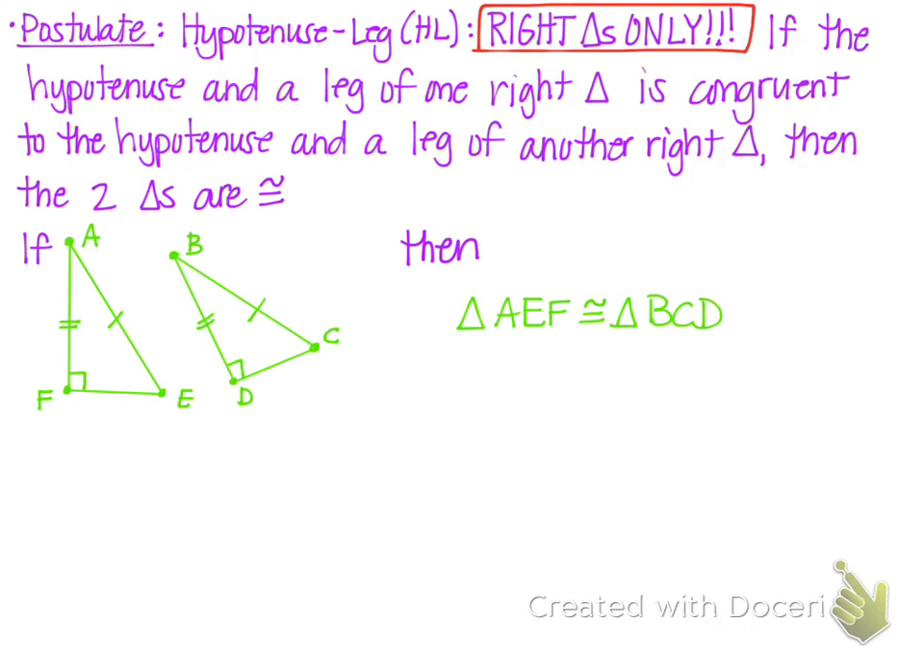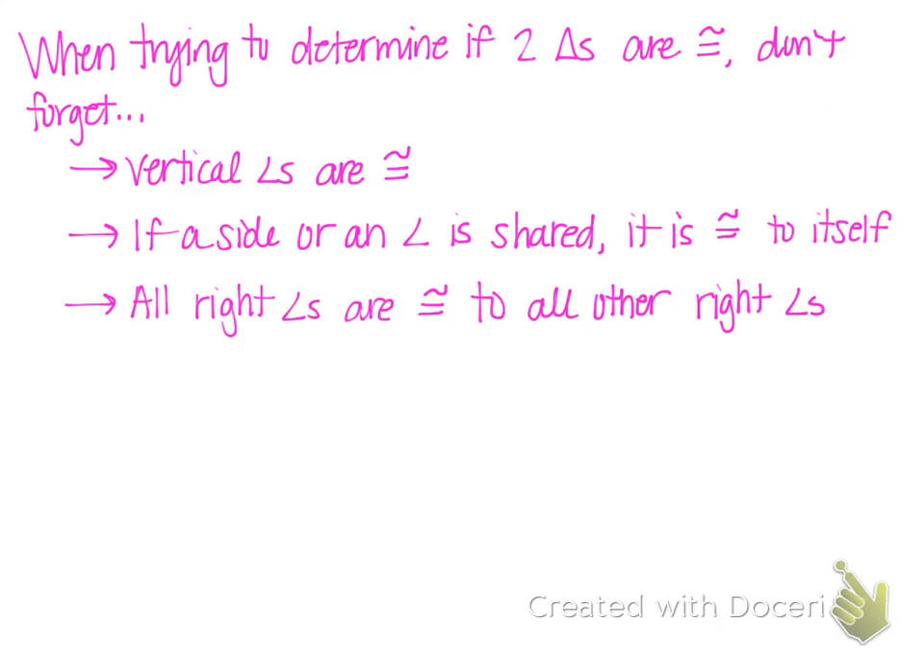Now we're going to apply these 5 postulates and theorems and look at some pictures to determine if things are congruent. But there's a few things you've got to remember from before. So when you're trying to determine if two triangles are congruent, do not forget what you know about other stuff. You know that vertical angles are congruent. Remember, vertical angles are across from each other at an intersection. And if a side or an angle is shared, it is congruent to itself.